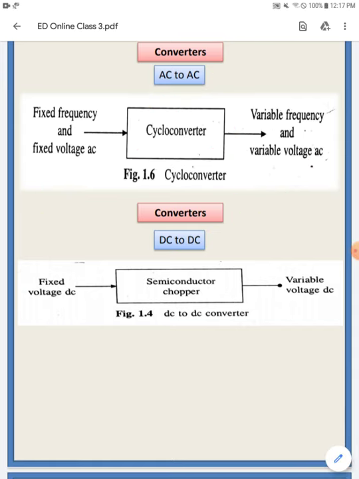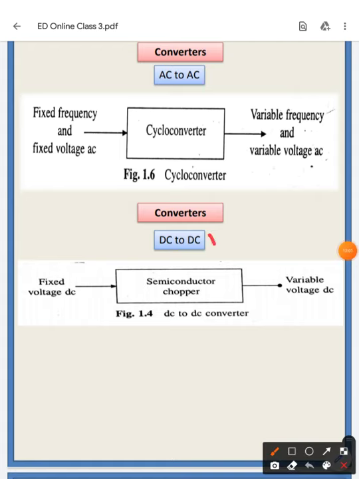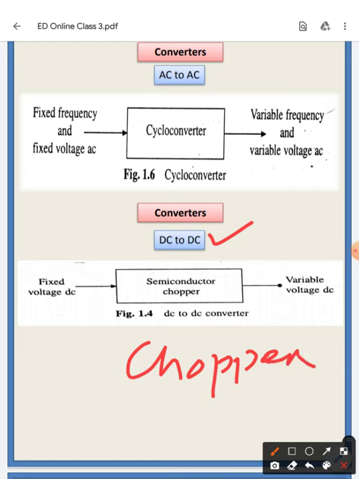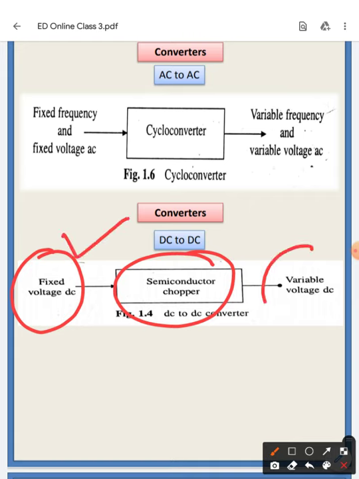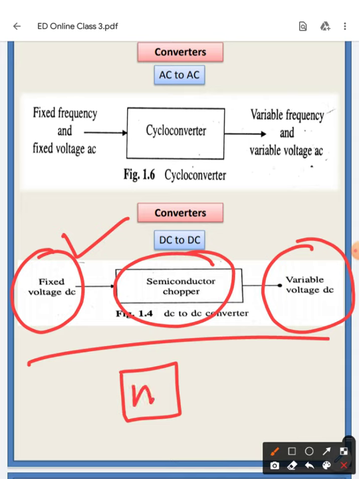The next conversion is DC to DC conversion. It is called your chopper, right? So what does a chopper do? Chopper means we supply some fixed value of DC voltage at the input end. By using some semiconductor devices, or chopper, that fixed voltage can be varied to a variable DC voltage. So why are we doing this? Let's say one motor is connected with the load which has variable operations.